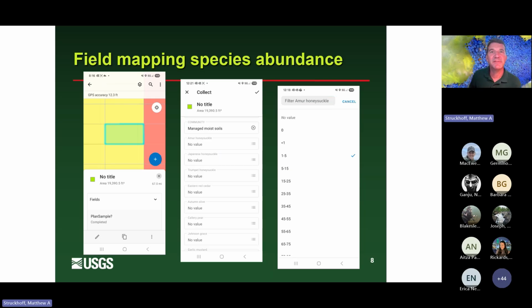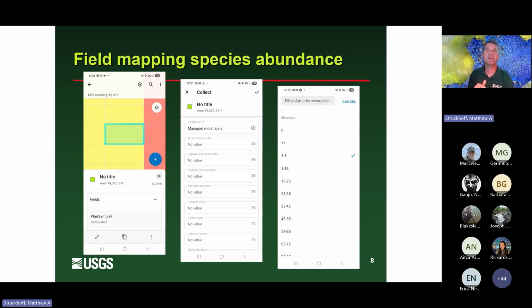And I'm afraid you're not being able to see that, but that's okay. And what you get is an option for data entry. In the center, we can see the various fields that are available. In this case, we have a little bit of information about the community, as well as this whole suite of species that we were interested in documenting on the site.